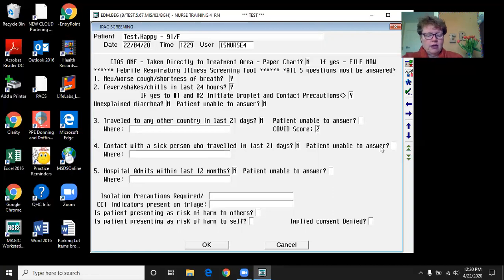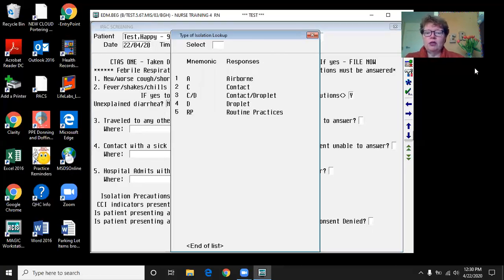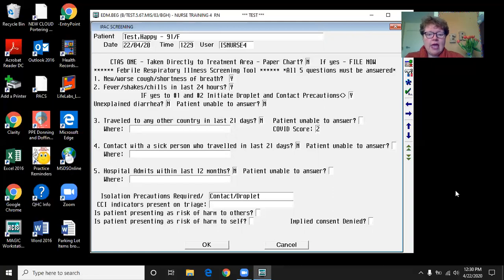Isolation precautions required. A lookup. I am putting them on contact droplet. And were there CCI indicators on triage for us today? No. This would have come forth to us if we put in their registration / health card number. When we were entering those quick demographics at the beginning, the system would have indicated yes for us, and we would have seen them.